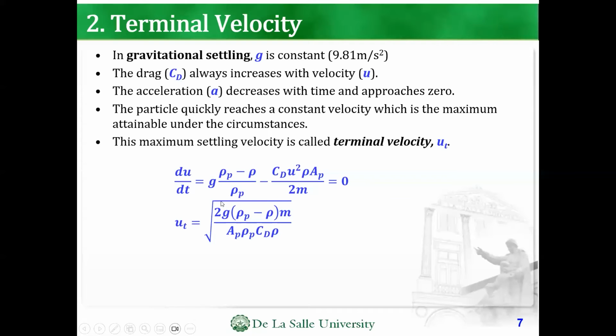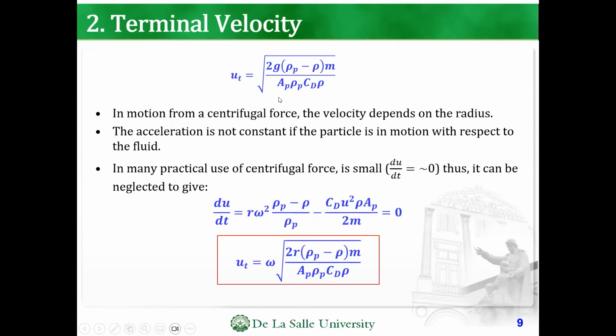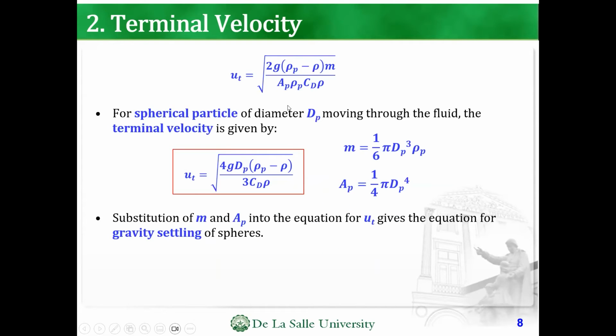So you can combine them, and then you'd be able to solve for u as the square root of 2g, density of the particle minus density of the fluid times mass, all over projected area, density of the particle, drag coefficient, and density of the fluid. Next, take note of this.